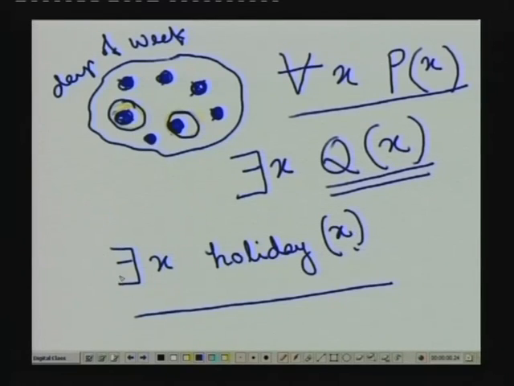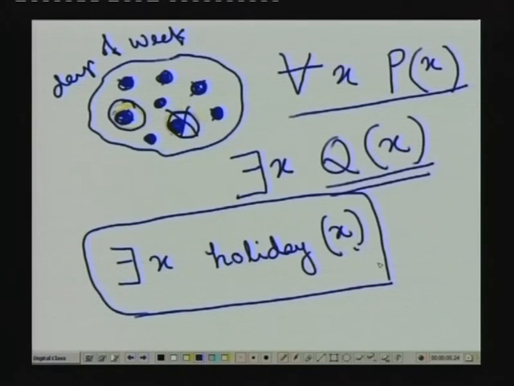Therefore, there exists a day for which holiday x is true. At least one would have sufficed. Suppose Saturday is not a holiday and only Sunday is a holiday. This one is just an ordinary dot, but at least I have got one, so this statement will be true. This entire predicate will be true if there is at least one x. On the other hand, in order that the universal statement is true, all elements in this set must satisfy p x. That is the basic difference.